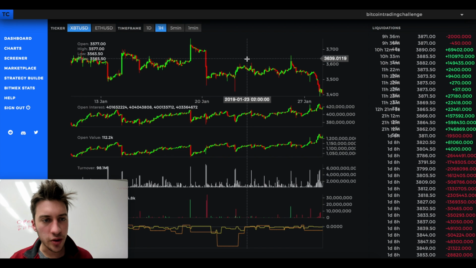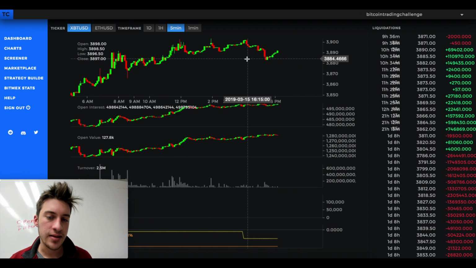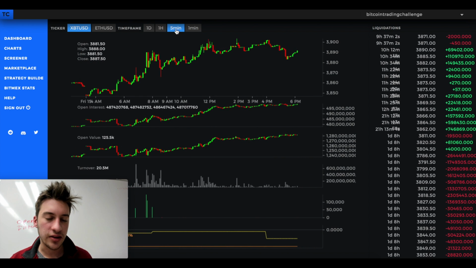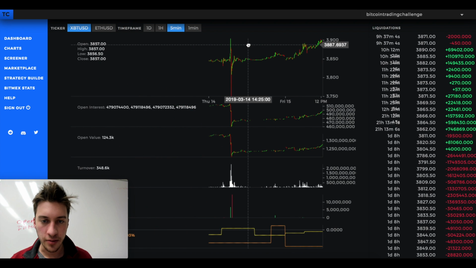So this is one way that I like to look at open interest, but I tend to like looking at the 5-minute. That's, I think, the better time frame to look at.